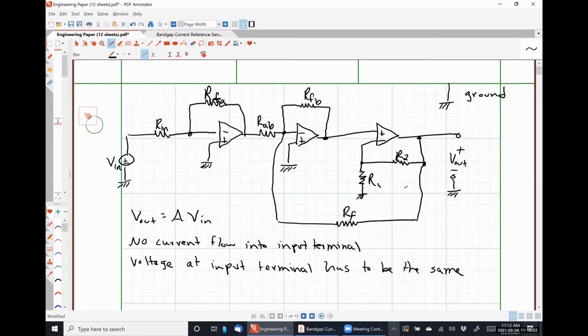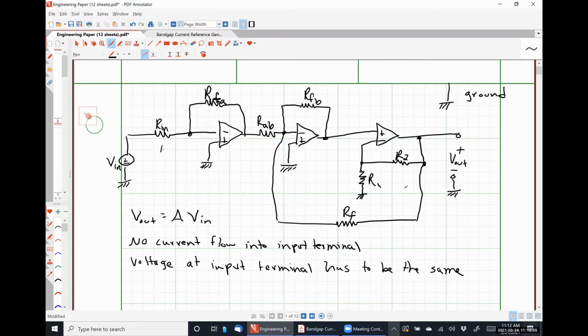All right, so we were here. If you can't read my handwriting, this is RFA for your first feedback resistor, RFB for your second feedback resistor, R1 and R2 on the right side, and then we have RN right here. We have RAB between the first and second op amp, V out and V in. And RF at the bottom.